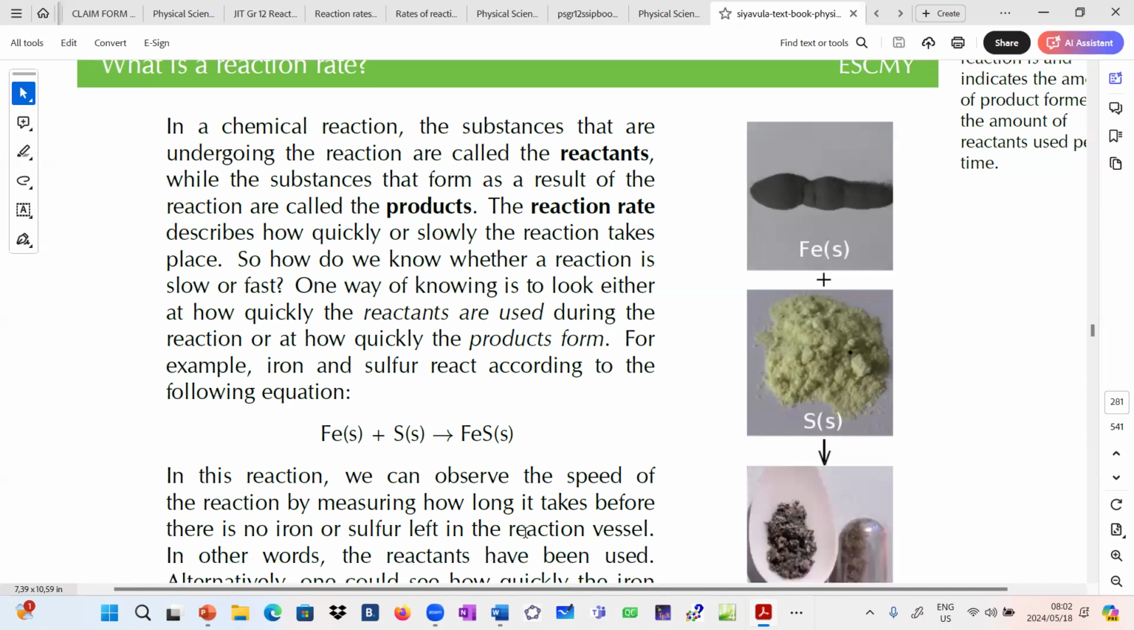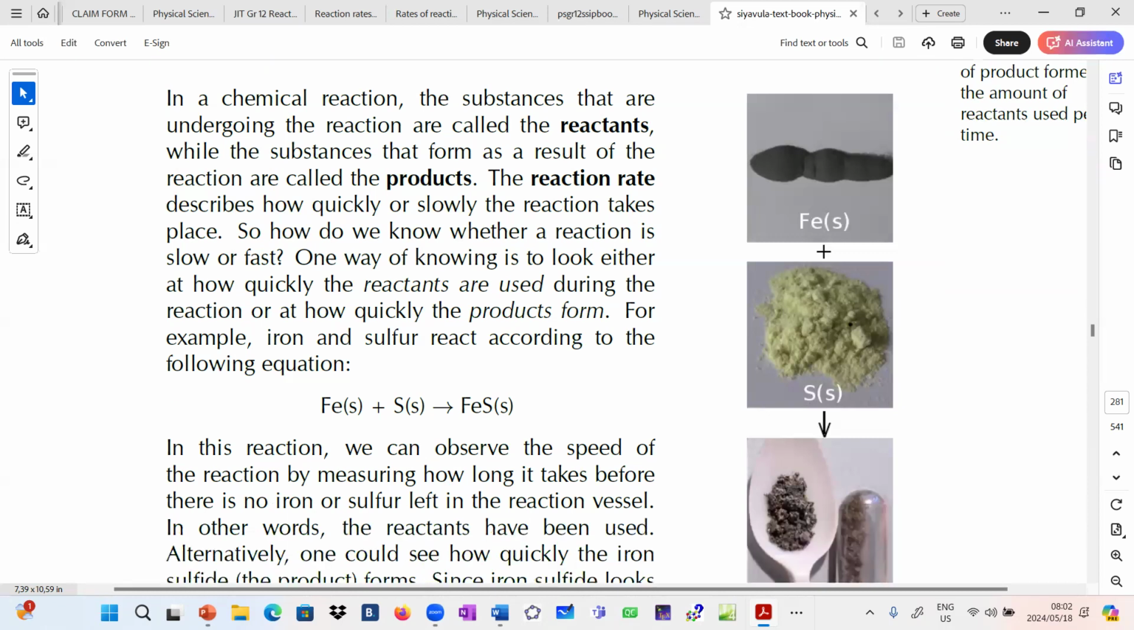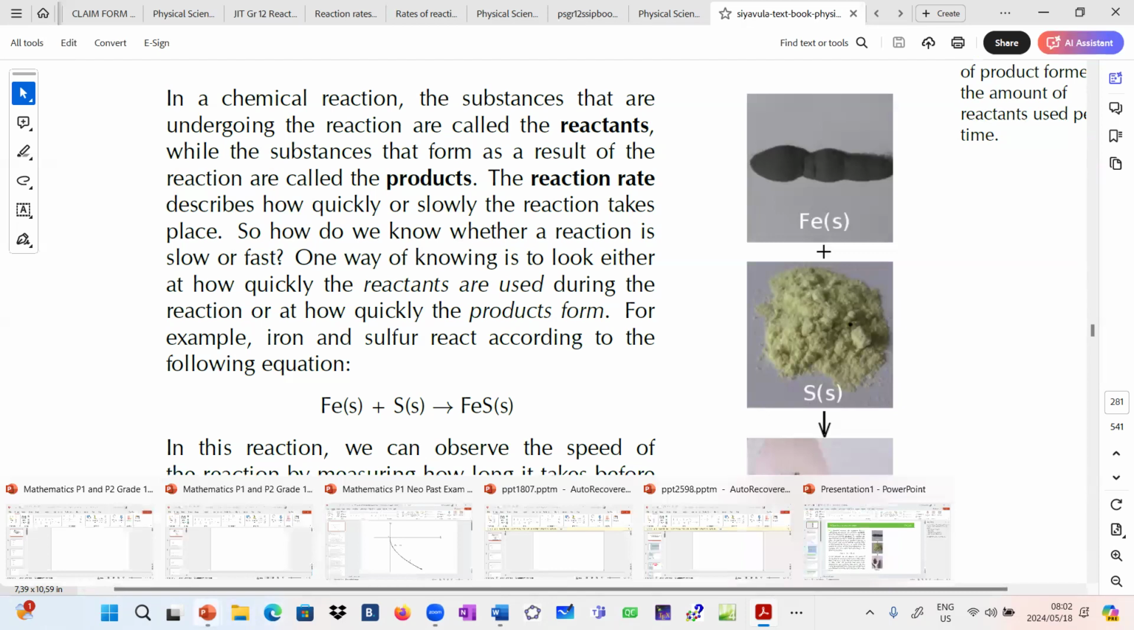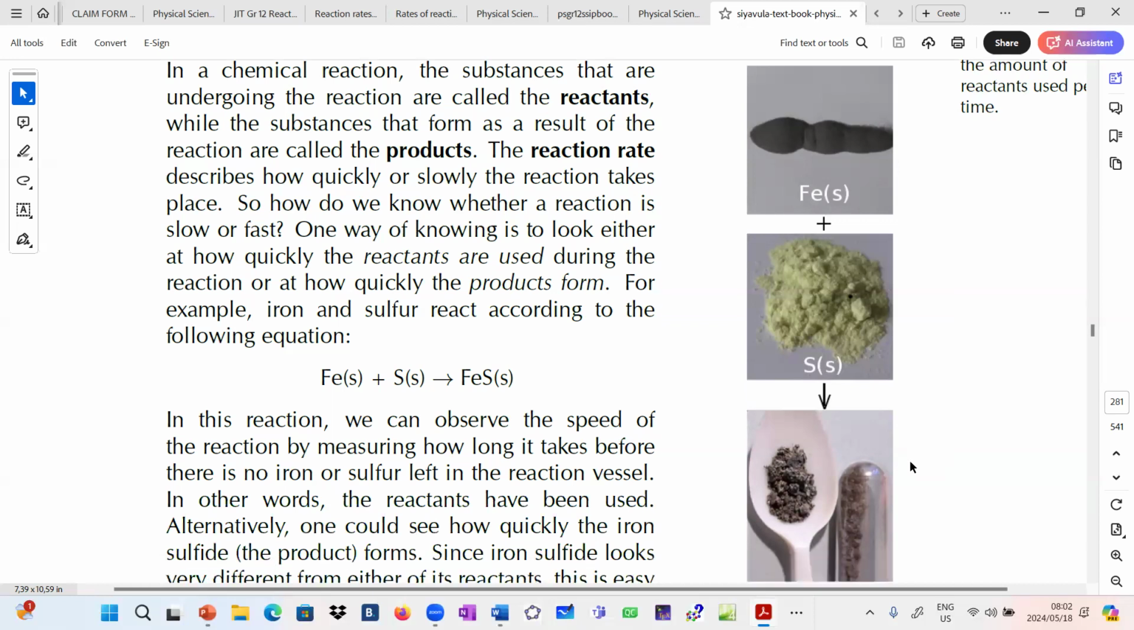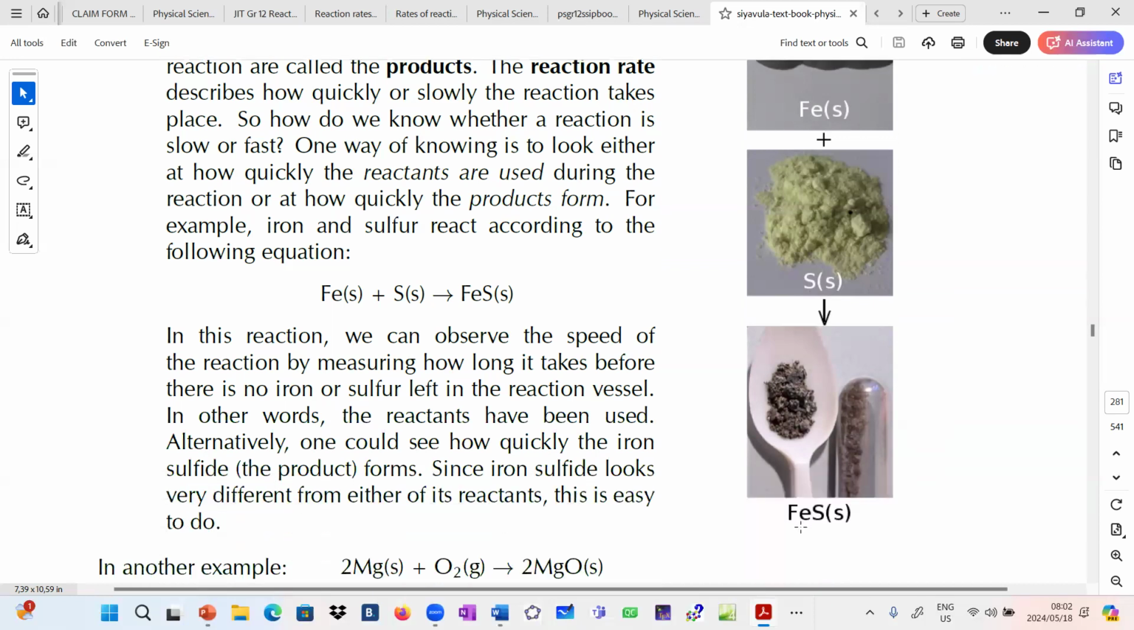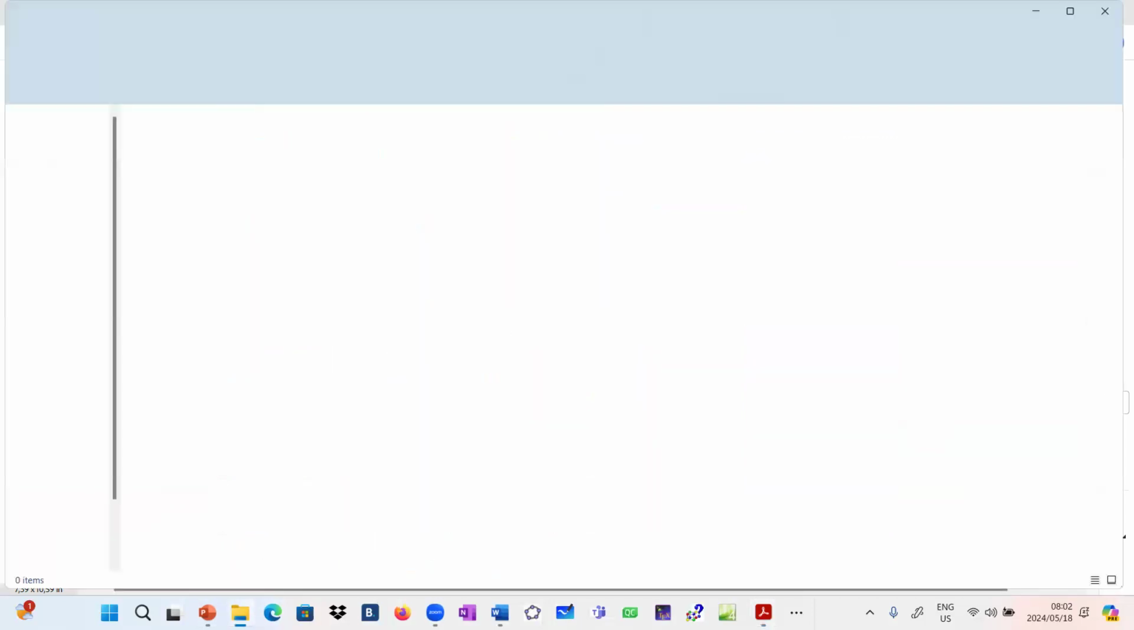So, to analyze that, we take a look at what happens when we have our iron as a solid, and this sulfur as well as a solid, and we are able to see the product formed. Here is iron sulfide that is formed. And we are then interested in understanding a couple of things.